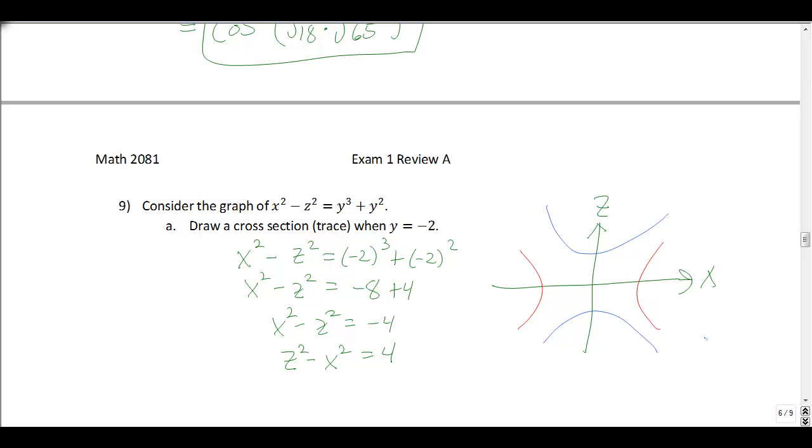the red hyperbola. To figure that out, if x is 0, here I get z squared equals 4. So if x is 0, z could be positive 2 or negative 2. So when x is 0, we could get a positive 2 or a negative 2. That's going to leave us the blue. Note the red here does not have any points when x is 0. So the red is not the correct hyperbola. So it's the blue hyperbola here.